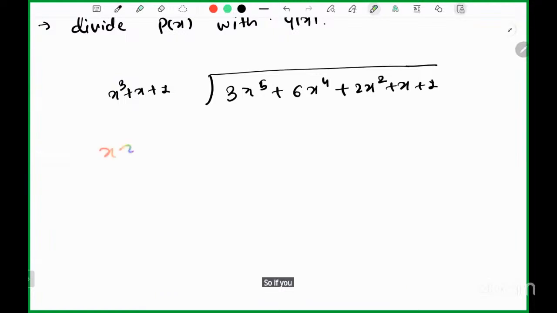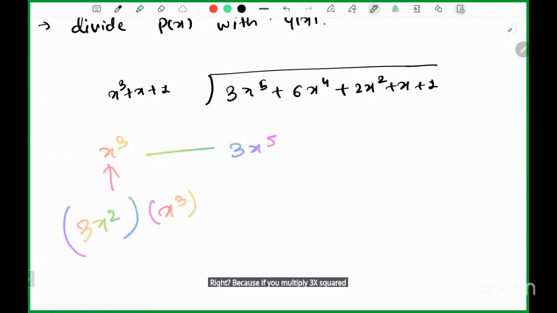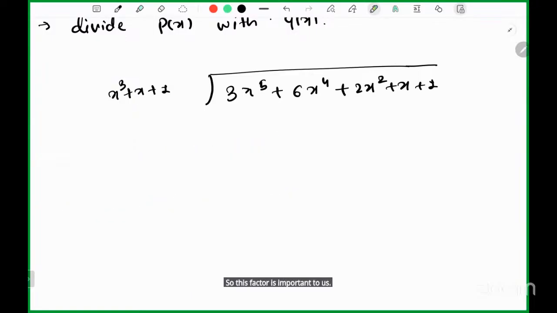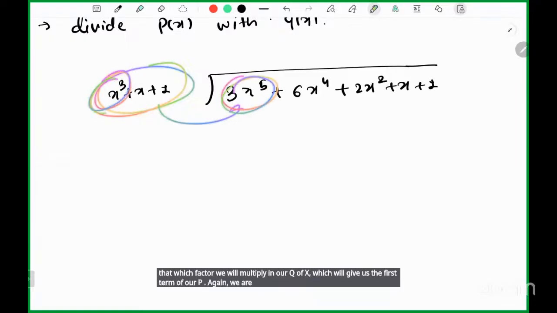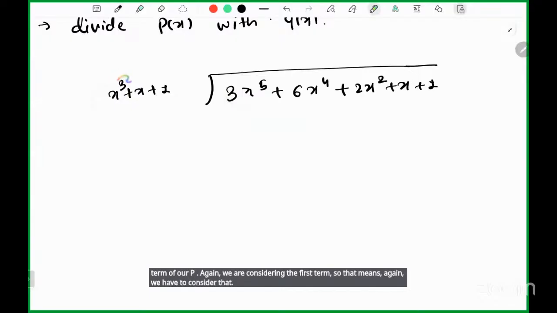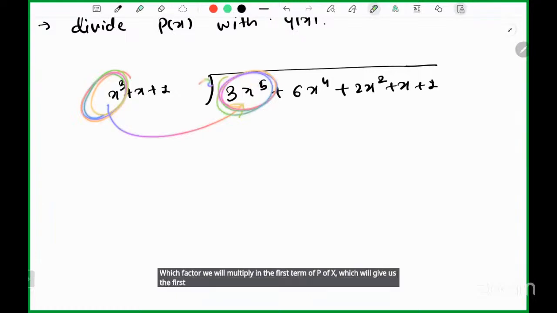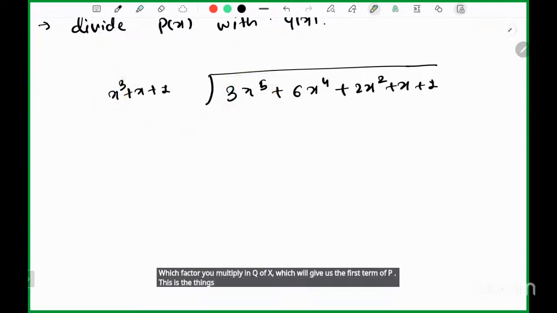If you want to make x cube into 3x to the power 5, you can multiply by 3x square, right? Because if you multiply 3x square with x cube, you will get 3x to the power 5. So this factor is important to us. At every step, we have to figure out which factor we will multiply in our q of x, which will give us the first term of our p of x. This is the thing we have to figure out at every step.